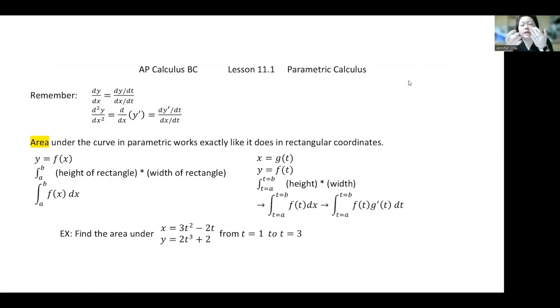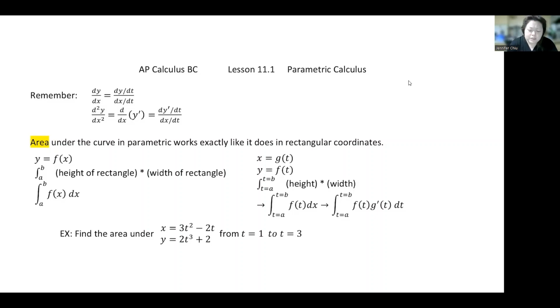So x is looking at the horizontal motion in terms of time, and y is looking at the vertical motion in terms of time. So when you look at it this way, then you can look at the particle going in both vertical and horizontal directions instead of just one way, okay?